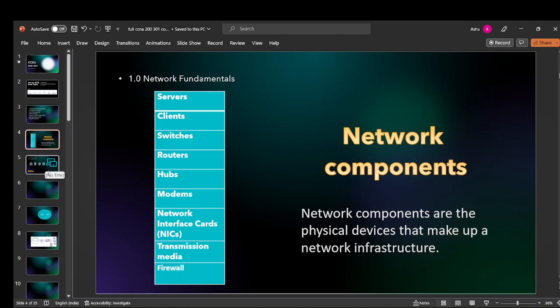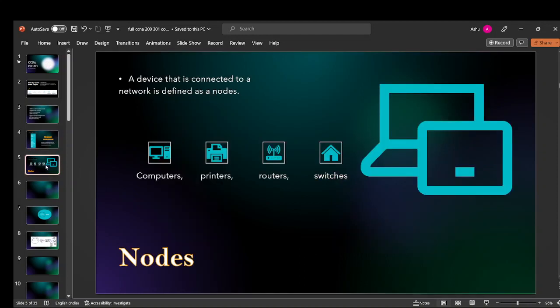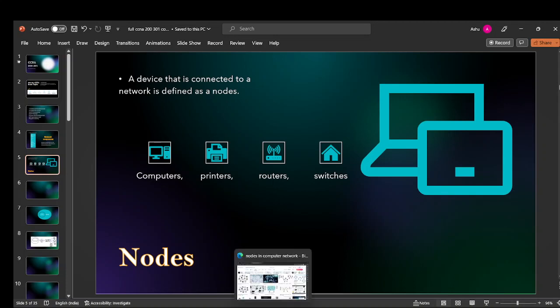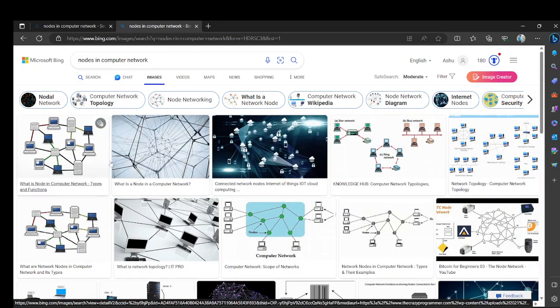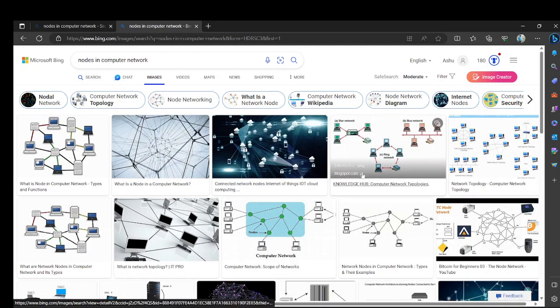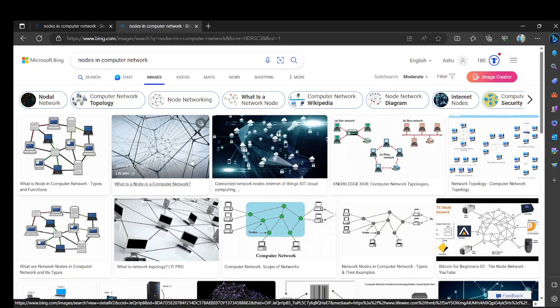Now, in this video, which is related to nodes, I ensure that you will be able to define the nodes and differentiate between nodes and components. There are two elements of a network infrastructure. If you look at some intermediate nodes in a computer network, in this type of figure, then you will be able to understand the network infrastructure, and then you can define the nodes as well as network components, because they are connected to each other.